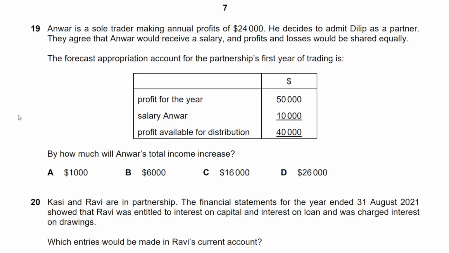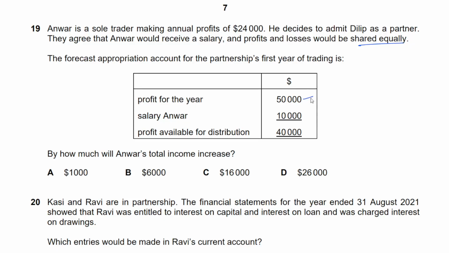Number 19. Anwar is a sole trader making annual profits of 24,000. He decided to admit Dilip as a partner. They agree that Anwar would receive a salary and profit and losses will be shared equally. Now remember, when you make some profit in a partnership, first of all, you give money to individual people who are entitled to certain shares. Like let's say Anwar is working, right? And so Anwar gets some salary. You get it. The forecast appropriation account for the partnership's first year of trading is this.